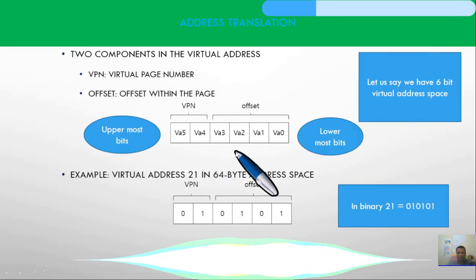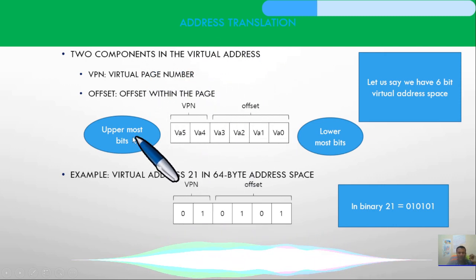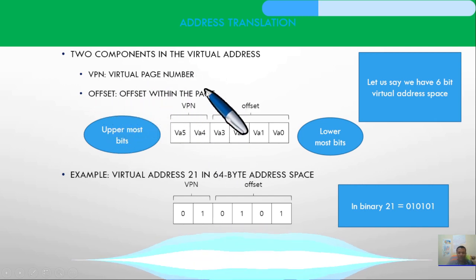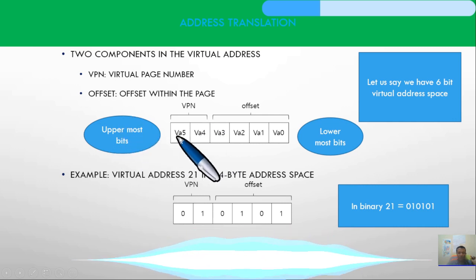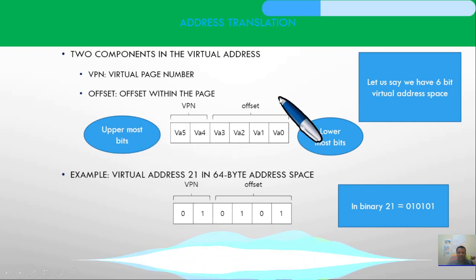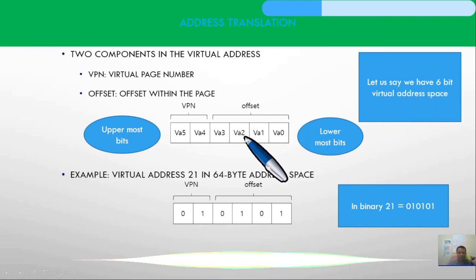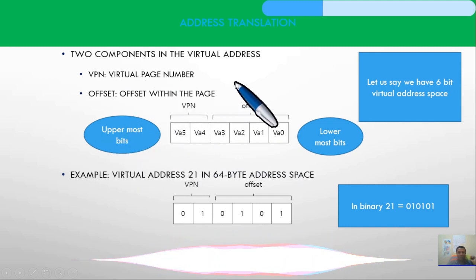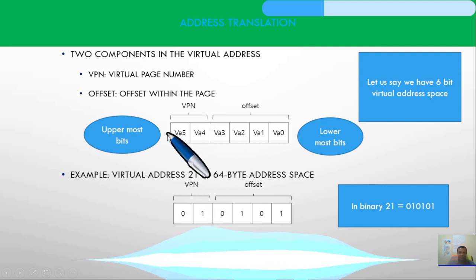So address translation: how are we going to translate the address? There are two components in the virtual address. We have the VPN, the virtual page number, and the offset within the page. We have the lowermost bits here and the uppermost bits here. The upper bits tell us the VPN and the other bits are the offset. Let us say we have 6 bits of virtual address, 0, 1, 2, 3, 4 and 5. This is how the translation is done: the VPN is translated into the physical page frame.